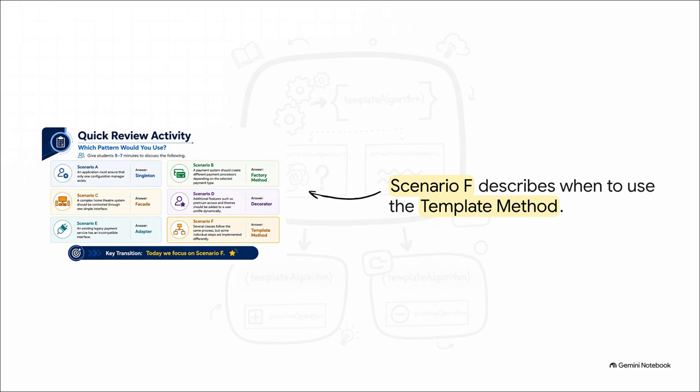Think about a situation, we'll call it scenario F, where you have several classes following the exact same process, but some individual steps within that process are implemented differently. Now, to be clear, this isn't about creating objects, and it's not about wrapping incompatible interfaces. It is strictly about a shared workflow that has localized variations. Whenever you run into this kind of scenario in the wild, the template method is exactly what you need.